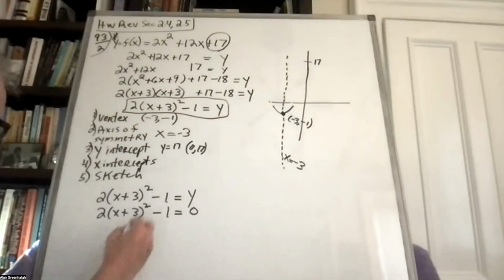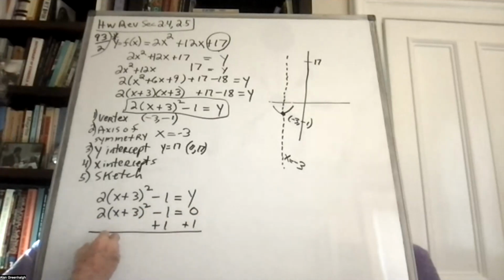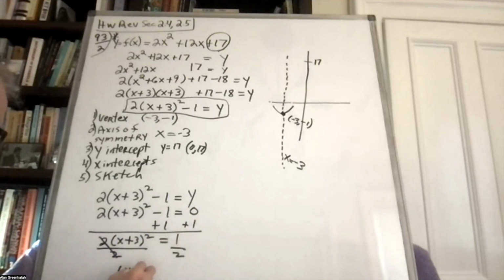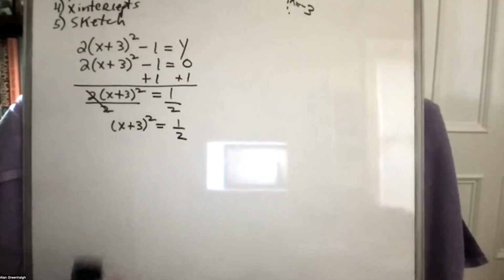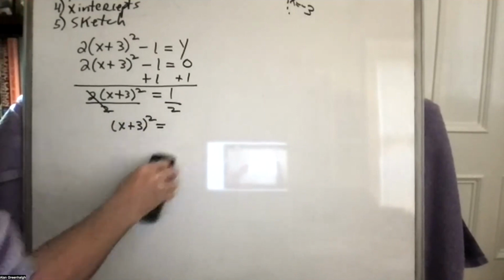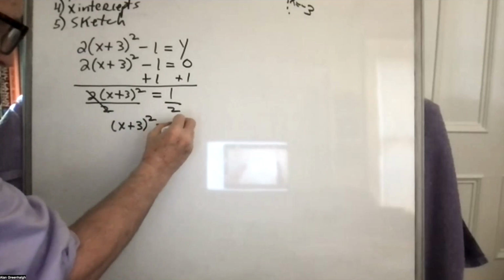Okay, so let's now continue working. Add positive 1 to both sides. 2 times (x plus 3) squared equals 1. Divide by 2. I'm solving this equation. I would suggest changing the 1/2 to 0.5. Remember yesterday I said change the 1/2 to 0.5, because it will make it easier when you have to use your calculators to find the square root.